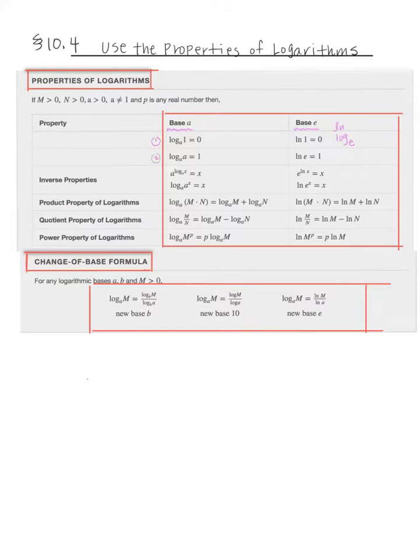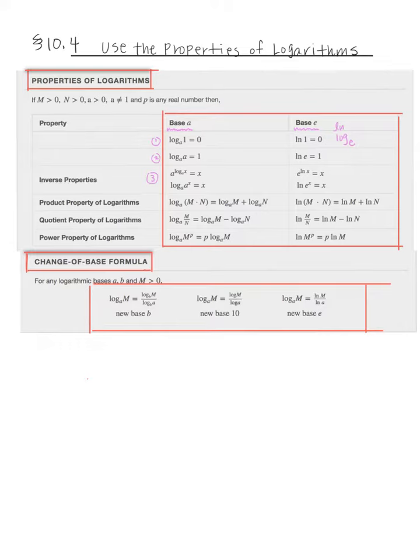Now property number 2, log base A of A equals 1. So with that said, ln of e must equal 1. And let's go with property number 3. Do not panic. So the first one is A to the log base A of x. It's going to equal x.